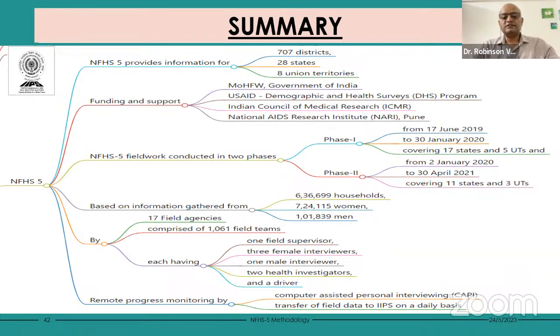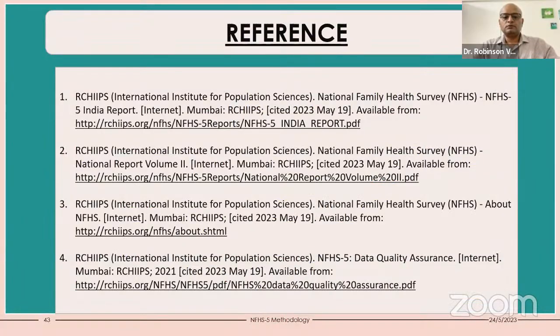Each field team consisted of one field supervisor, three female interviewers, one male interviewer, two health investigators, and a driver. Remote progress monitoring was done by CAPI and transfer of field data to IIPS on a daily basis. These were our references for today's seminar.